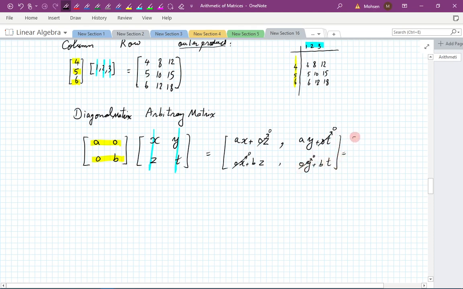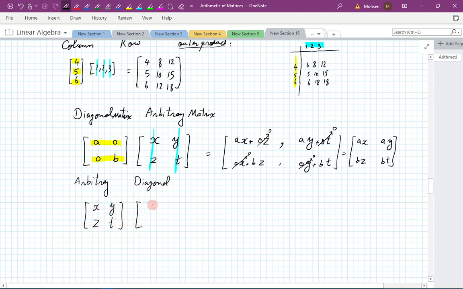So when you clean it all up, what's left? AX, AY, BZ, BT. Okay, you might be wondering, well, so what? Let's do it the other way. Meaning arbitrary is first, diagonal is on the right. So X, Y, Z, T is on the left, A, B is on the right.